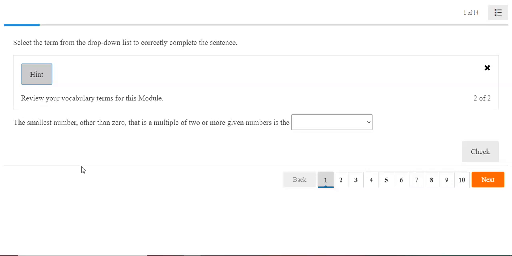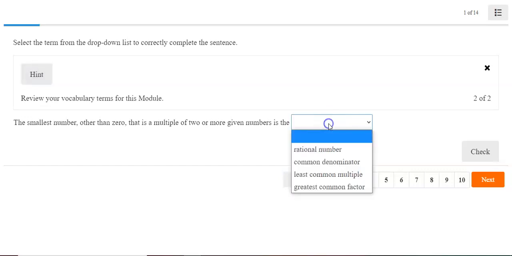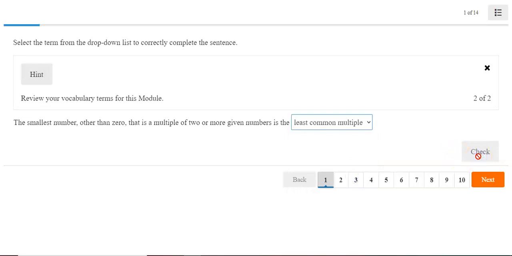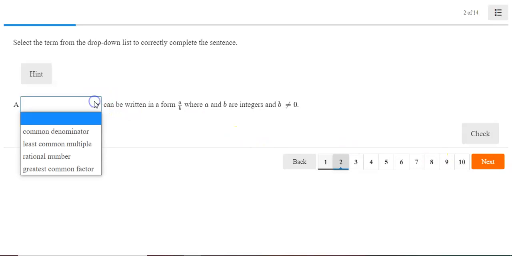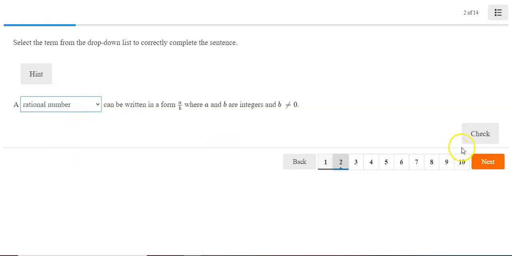The smallest number other than 0 that is a multiple of 2 or more given numbers is B. We have rational number, least common denominator, least common multiple, or greatest factor. This is least common multiple. Next, select the term from the drop-down list to correctly complete the sentence. A blank can be written in the form A over B, where A and B are integers and B does not equal 0, is a rational number.